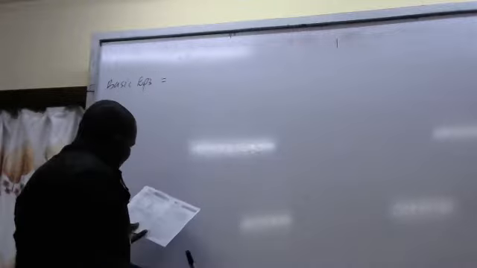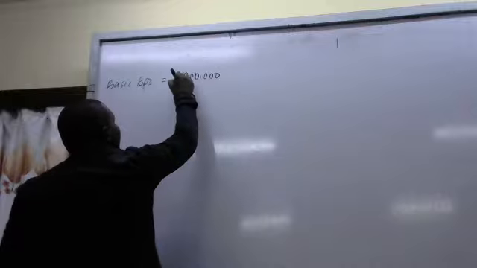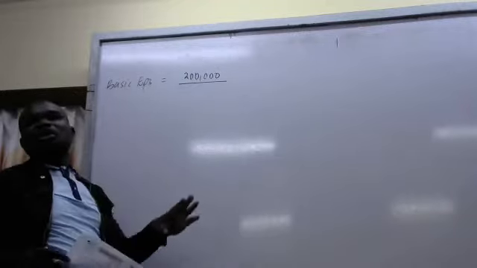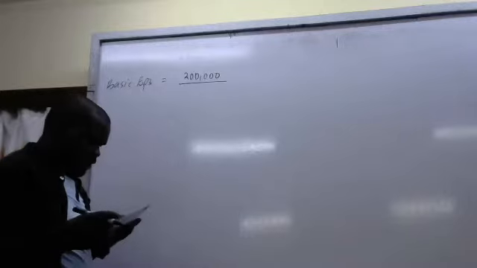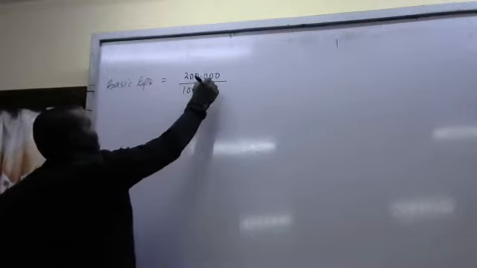EPS is 2, basic is 2 per share. So basic EPS is going to be profit attributable, 200, divided by shares. Nobody converted, so just stick to the shares you have. They were 100 million, and we are working in thousands. So 100.